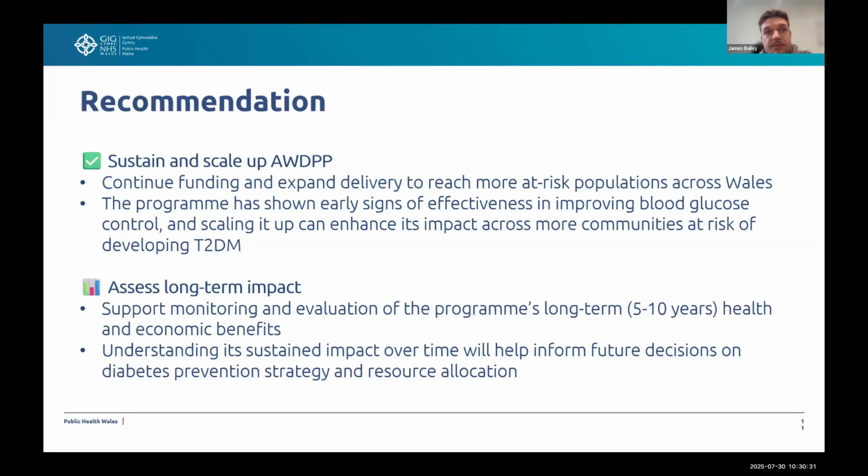We only looked at 12 months post-baseline, and we know that for sustained change, we need to look at whether those reductions in HbA1c are observed over time. We also think it would be useful to look at the economic return on investment of the AWDPP, as diabetes has a significant cost to the NHS currently.